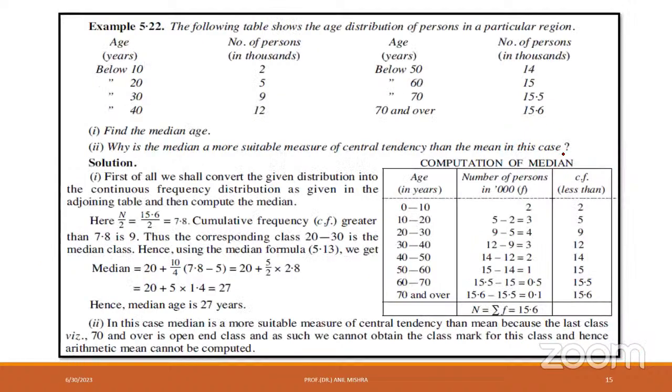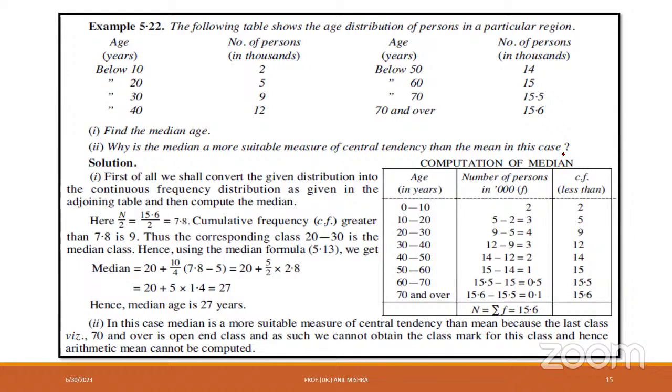Now, let's start with a question. Mark it here. Find the median. Then there is also a question: why the median is more suitable measure of the central tendency than the mean in this particular case. Here we have age, with the heading age below, and the persons in terms of thousands. In the previous example we had lower limit and upper limit with frequency written beside them, but in this case we have a cumulative frequency: 2, 5, 9, 12.